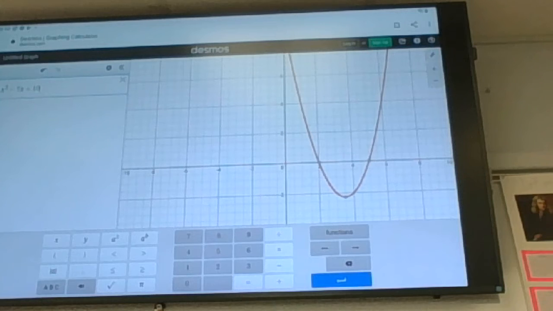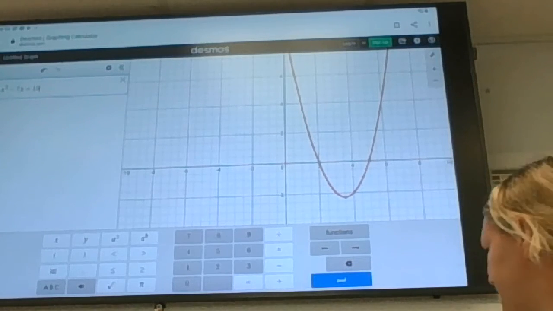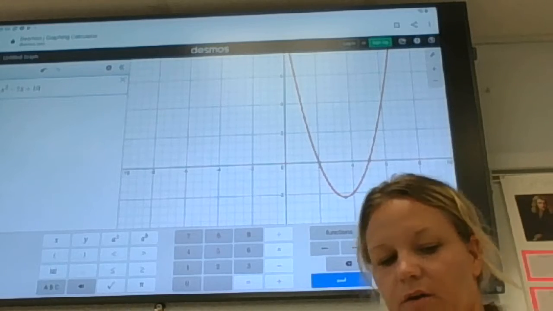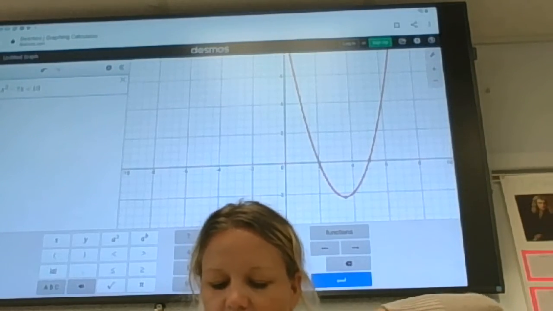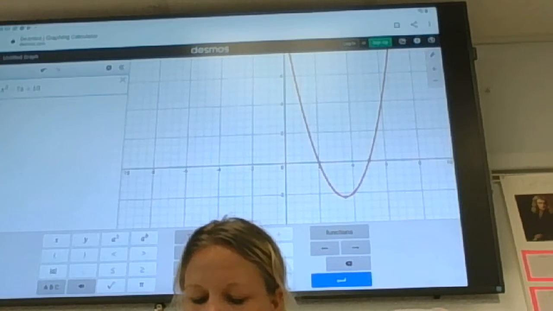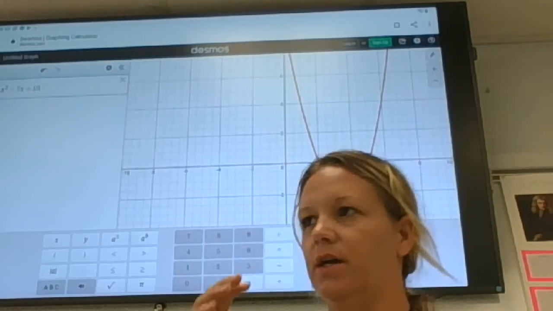Answer your questions, Thomas. 1, 2, 3. Answer the questions. 1, 2, and 3. Is the graph linear or nonlinear? What is the y-intercept and what is the x-intercept?